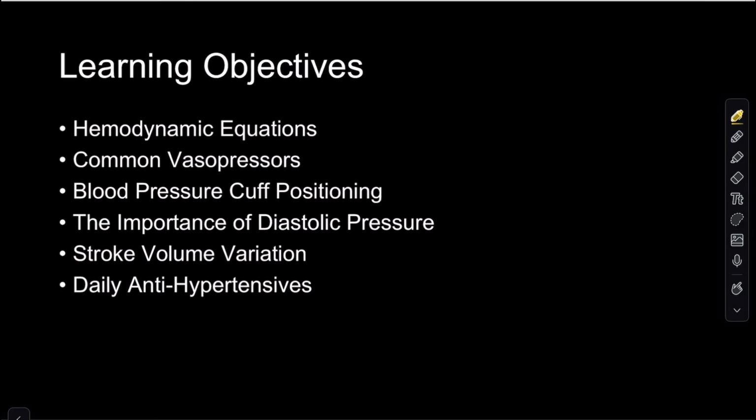So the learning objectives that we'll cover include hemodynamic equations, common vasopressors and their effects on the cardiovascular system, blood pressure cuff positioning and how different positions can affect your reading, the importance of diastolic pressure and a few different aspects, stroke volume variation and what that means, and how daily antihypertensive medications can affect your treatment of hypotension.